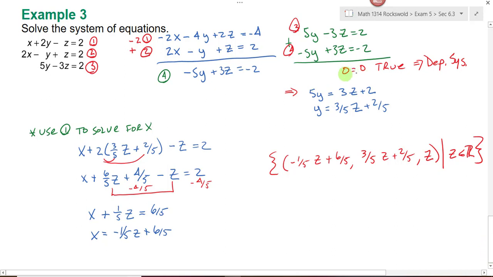If I would have gotten a false statement here, I would have stopped immediately and said that there's no solution to this system of equations. And this wraps up section 6.3.